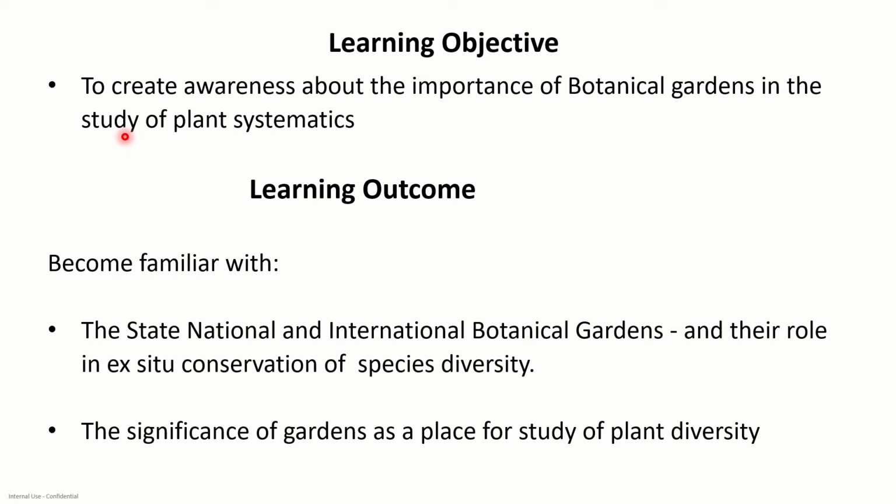Every learning should have an outcome, isn't it? What is the outcome of learning? This is the major outcome. Rather, it is expected to be the most important outcome that you will learn about the entire importance of botanical gardens in conservation of our biodiversity. And then you are expected to learn the significance of gardens as a place for study of plant diversity.